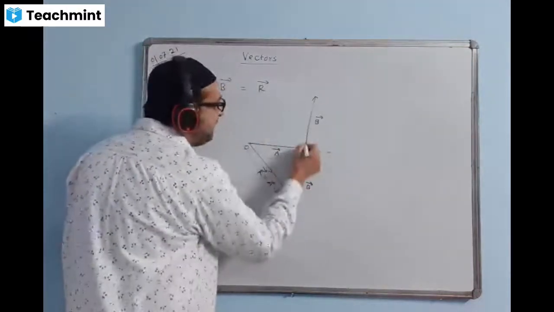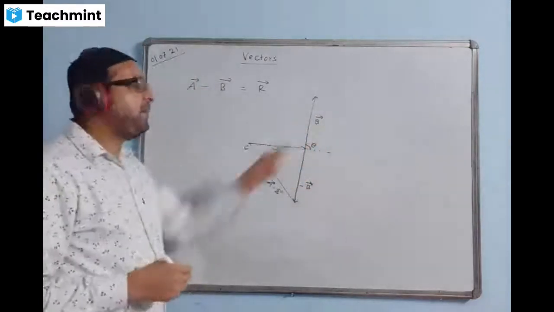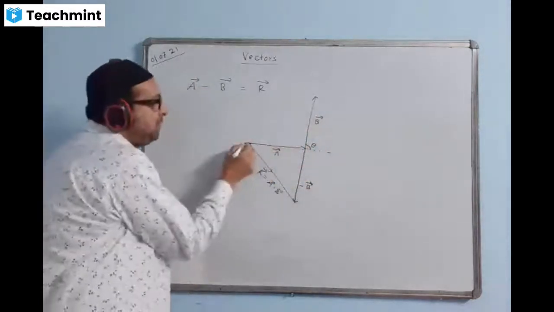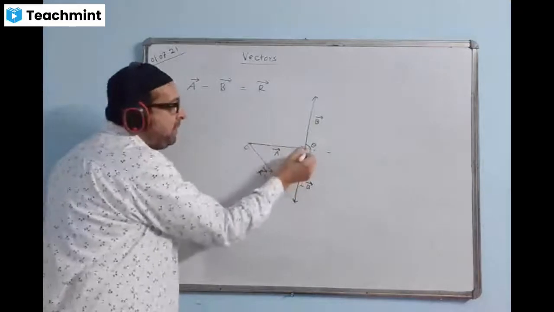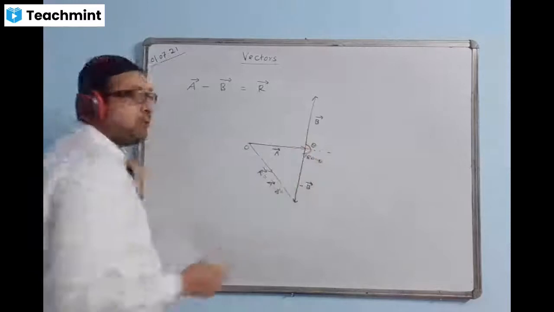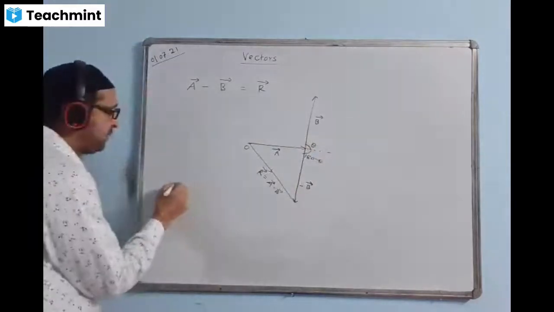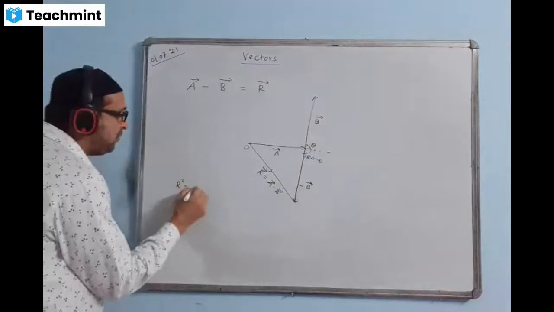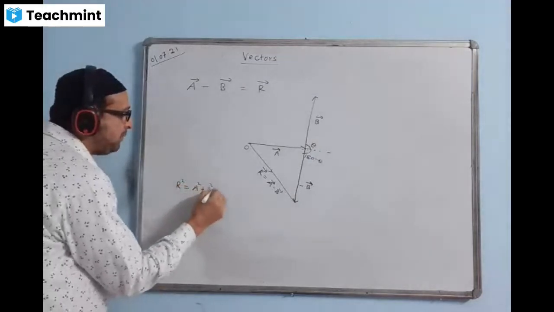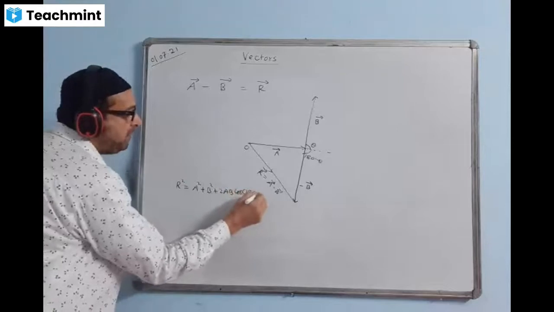Angle between A and B vector, we take this angle, theta. This is the angle between the vector A and vector B. So the angle between the vector A and vector minus B will be exactly like this. This will be 180 minus theta, because you know that in a straight line total angle is 180 degrees. Now the value of R, I will be using that formula: R square is equal to A square plus B square plus 2AB cos 180 minus theta.